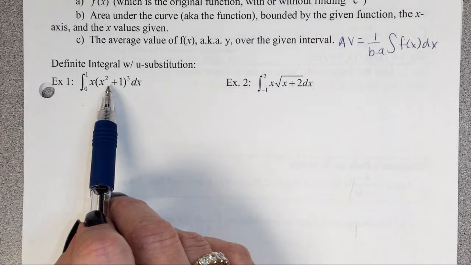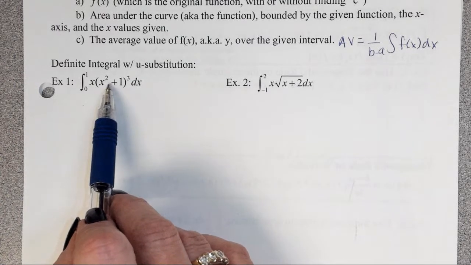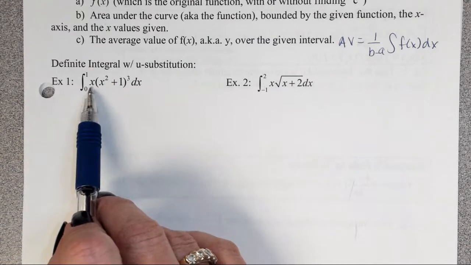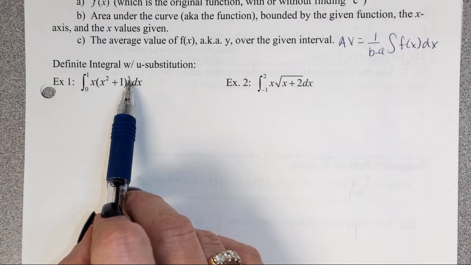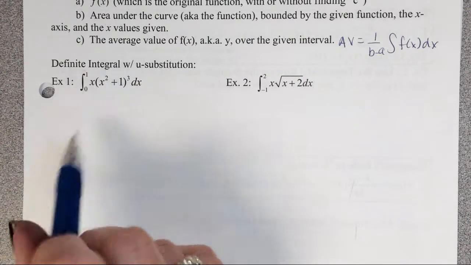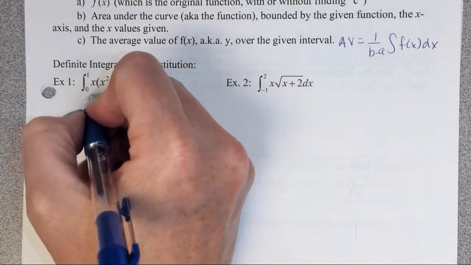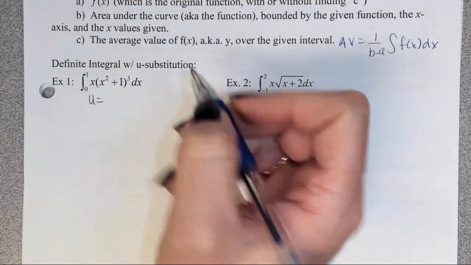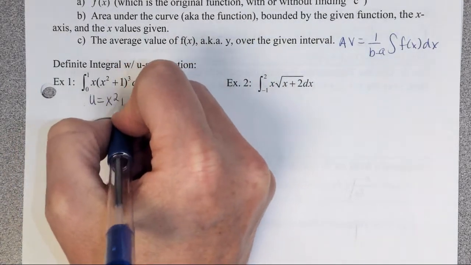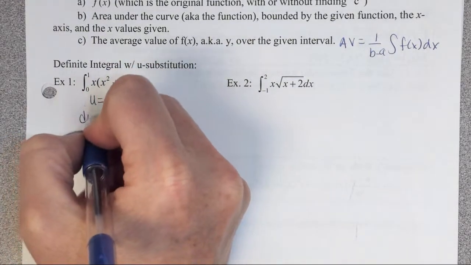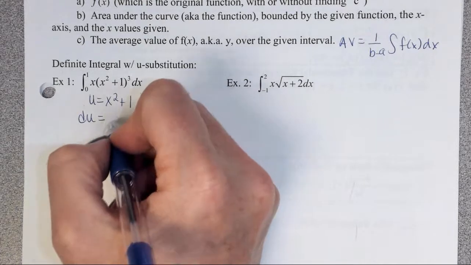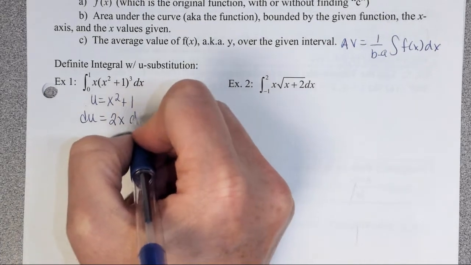I'm going to look at this first problem. First, I see, can I just simplify it? Am I allowed to multiply through if this is getting cubed? No, can't do that. So what are we going to have to do then? Well, what's u going to equal? x squared plus 1. That's our last option. The derivative now, the derivative of x squared is 2x dx.